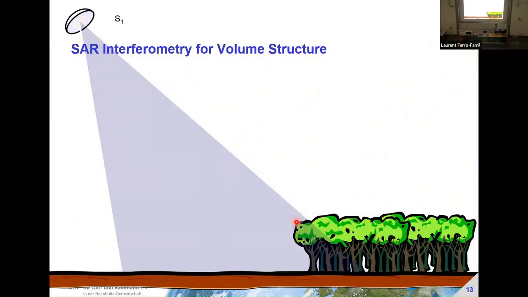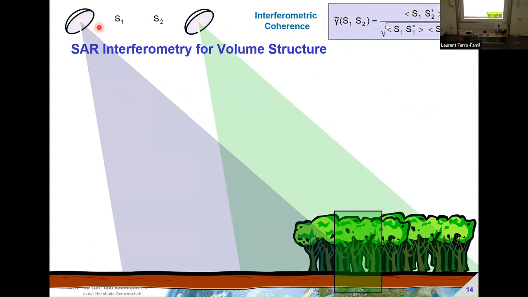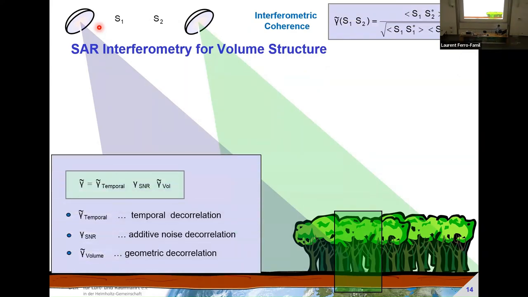So one step back. This is your typical interferometric configuration. You have the one acquisition, the second acquisition. Between the two of them there is a baseline, so there is a spatial separation. Then you can calculate the interferometric coherence. Okay, until here, nothing new. This interferometric coherence, now you can decompose into different contributions.